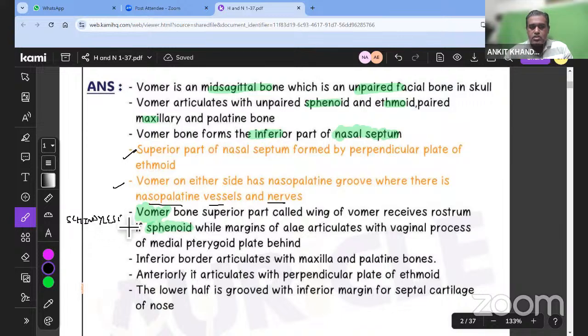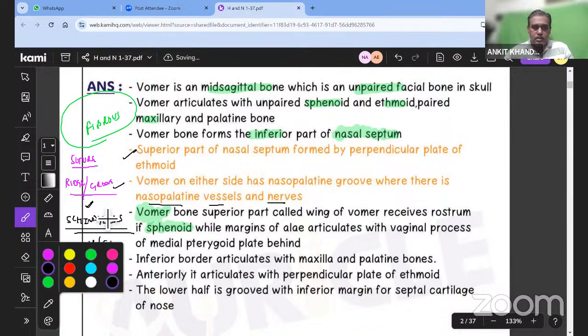If you go to our lectures on general anatomy, we have discussed the joints. We mentioned there a little bit about the joint known as schindylesis. It is a joint between the vomer bone and the sphenoid. This joint is also known as the ridge and groove joint. It is actually a suture, so which category of joint will it come under: fibrous, cartilaginous, or synovial? The correct answer here is that it is an example of a fibrous joint, because it is a suture. So remember this. That is an important part of the vomer.